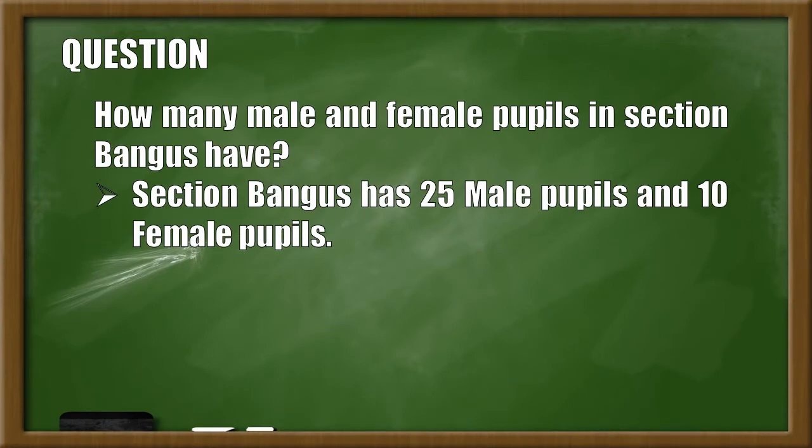Okay, question number 2. How many male and female pupils in section Bangus have? Section Bangus has 25 male pupils and 10 female pupils. Now, what is the ratio? Very good. 25 is to 10.